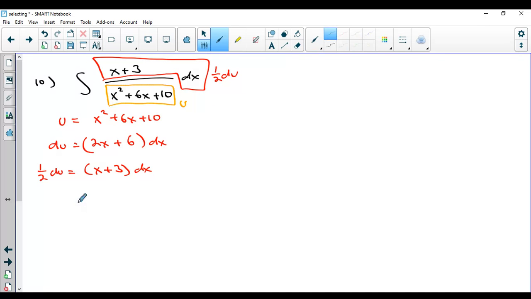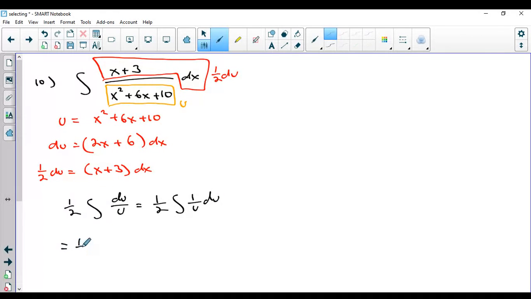So now if I rewrite this, I'm going to pull the half out. I have the integral of du over u. Or if you want, 1 over u du. It's the same thing. You don't have to show both. Whatever floats your boat, right? So like, okay, how do I do this? Do I know a function whose derivative is 1 over u?